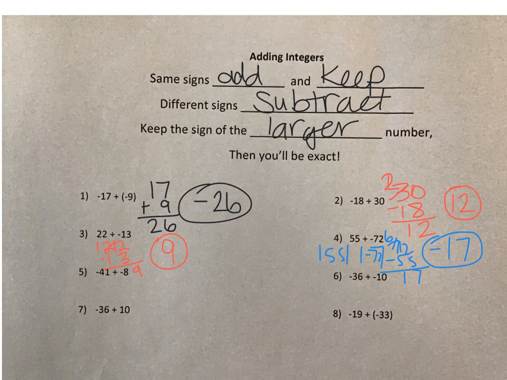I'm going to do number 5 with you, and then you'll do the rest on your own. Number 5, they're same signs, so we're going to add and keep. So 41 plus 8 gives us 49, and then keep the sign of negative. Go ahead and do 6, 7, and 8, and then be sure to check the key and attach your picture.